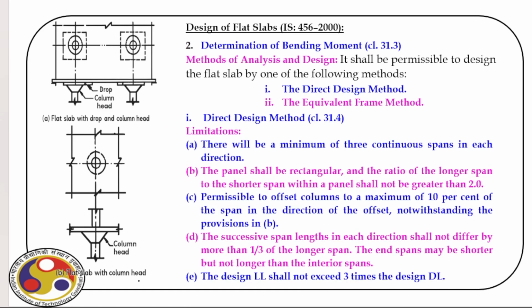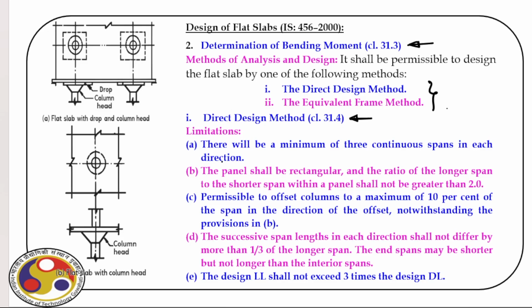Now, next comes the bending moment. The bending moment in flat slab is given in IS 456 in the clause 31.3. For that, first the method of analysis and design. So it shall be permissible to design a flat slab by one of the following method, either direct design method or equivalent frame method. Now for the direct design method, the clause number is 31.4.